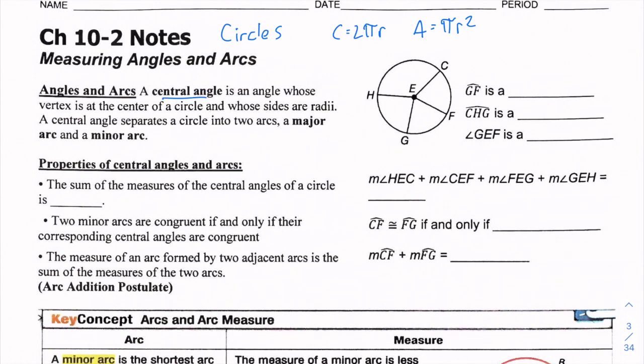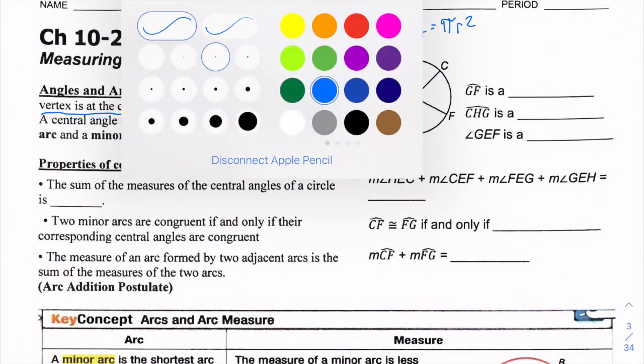Angles and arc lengths. A central angle, the word central, right, is at the center, is an angle whose vertex is at the center of a circle and whose sides are radii. Radii is just plural for radius, okay? Don't ask me why. I don't know. It's probably a Greek thing. So radii, okay, so boom, this right here, central angle, formed by radii EG and EF. Please make sure you fill this in.